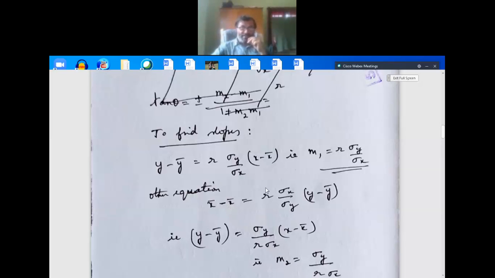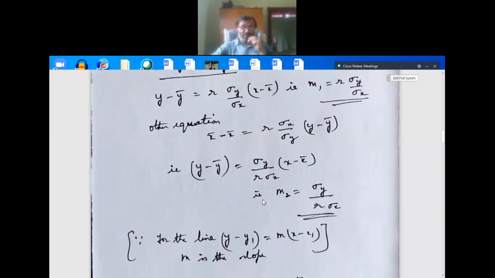So we write this equation in the form of y minus y bar. How? So y minus y bar is equal to, we cross multiply, sigma y divided by r into sigma x into x minus x bar. We write it in the standard form of finding the slope, that is y minus y1 is equal to m into x minus x1. So here y minus y bar we keep on one side, the remaining things we cross multiply, sigma y divided by r sigma x into x minus x bar.